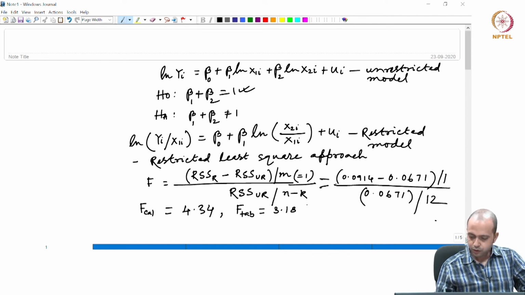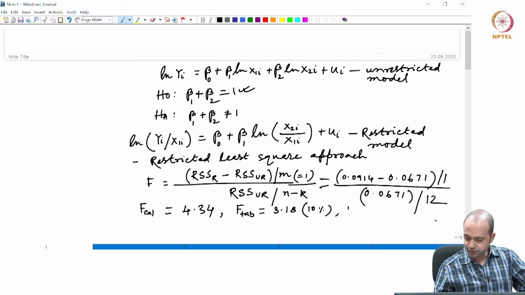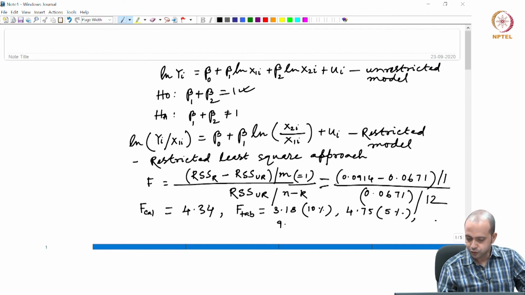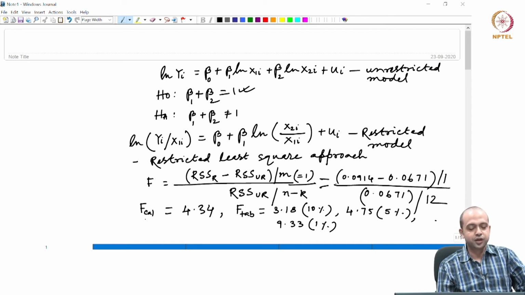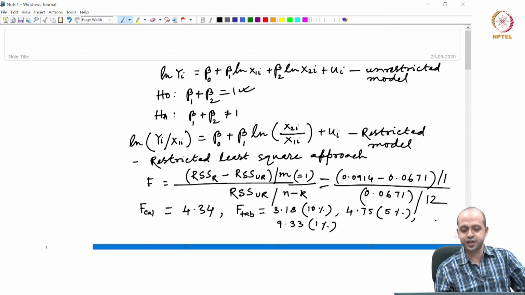3.18 at 10%, then you have 4.75 at 5% level of significance, and 9.33 at 1% level of significance. So, now if you compare the calculated value of f with that of the tabulated value of f, you can easily understand that calculated f is greater than the tabulated f only at 10% level of significance. So, that means if you consider alpha equals to 10%, then only your calculated value is greater than the tabulated one, but for 5% and 1%, it is always lower.